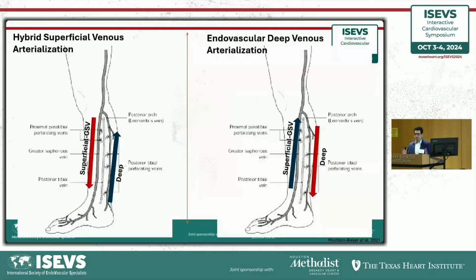What two techniques do we have? We have the superficial venous arterialization and the deep venous arterialization. For the superficial venous arterialization, which is on your left, the blood flow is redirected through the greater saphenous vein to the foot, and then it returns to the deep system. For the deep venous arterialization, as you can imagine, the blood flow comes through the deep system, i.e. through the posterior tibial vein or sometimes the peroneal vein, and then it returns to the saphenous vein.